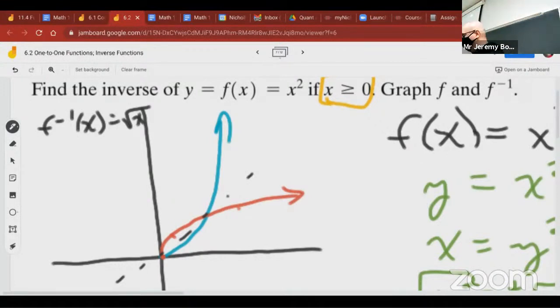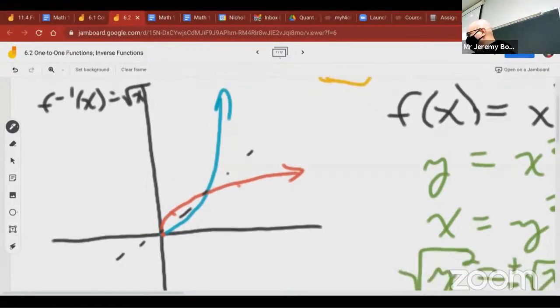When we took off that negative part of the square root, we got rid of this part of the graph, which would have made it not a function. That's what we did. So the same thing we did here, where we took off that half of the graph, that domain restriction also takes off that half of the graph that would have made it not a function.